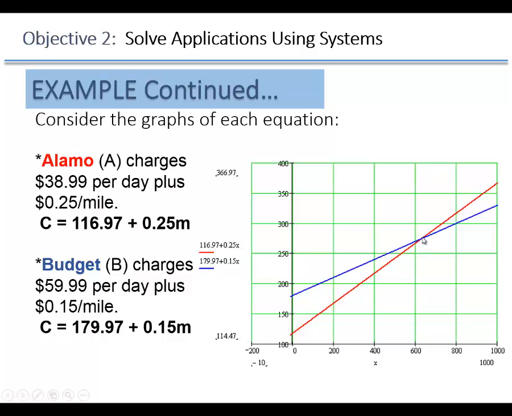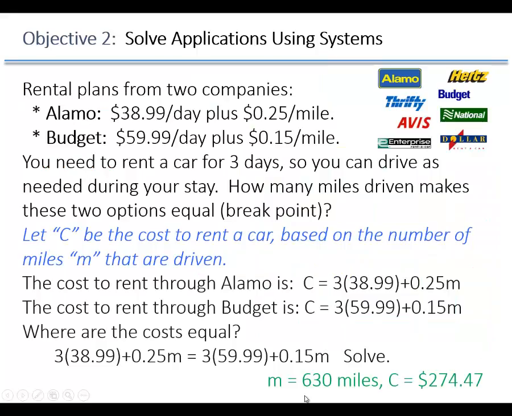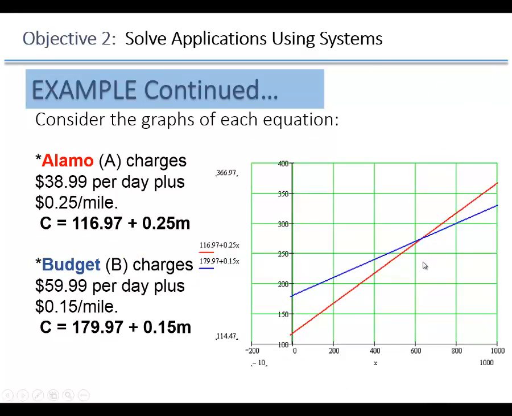And beyond that, that lower mileage cost keeps the Budget car a little bit flatter. Anything beyond that break-even point, it'll actually cost us more to have gone with Alamo because we're paying more for those high miles. So our solution was 630 miles at $274. That matches our graph. Our break point here is at about 630 miles and at about $275. So the graph supports our answer, but the graph helps you see that the lower the mileage that you're going to put on, the greater your savings, and that fades away as we get close to our break point.